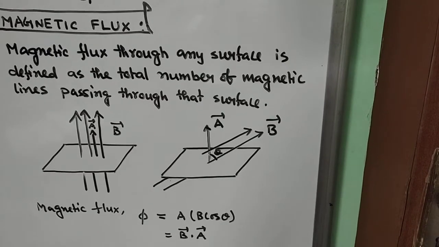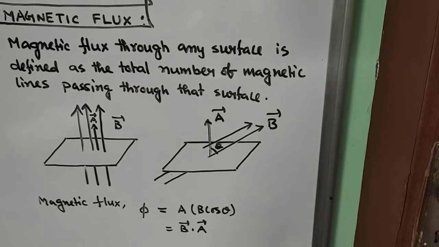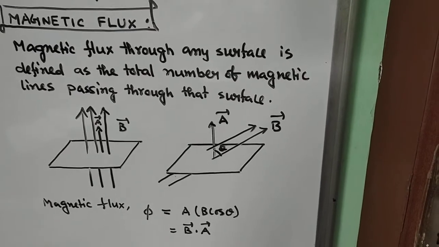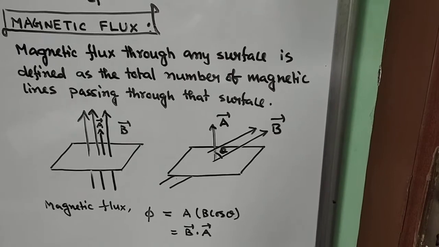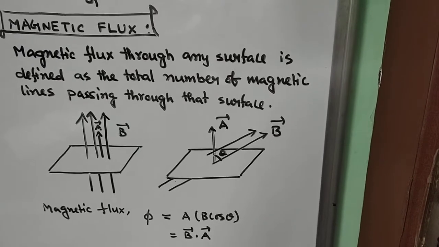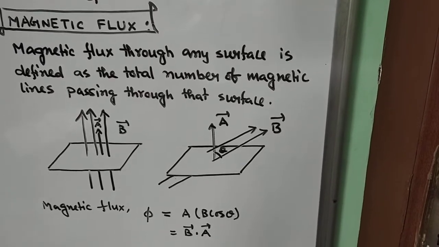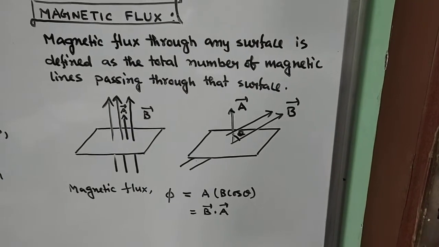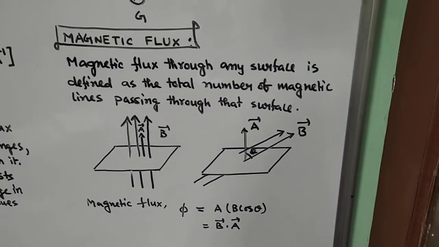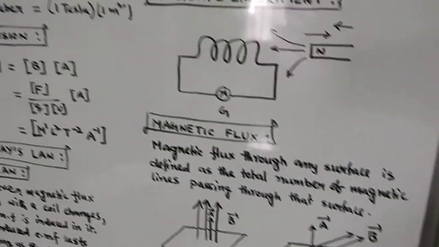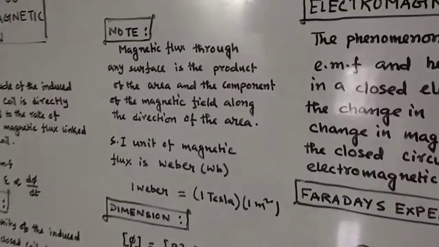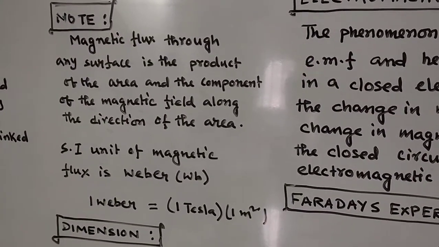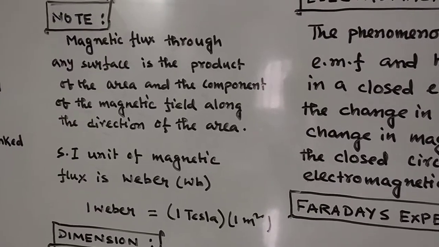Flux is basically denoted by phi, and mathematically magnetic flux can be defined as the product of the area and the component of the magnetic field along the direction of the area, that is A B cos theta. If you take the dot product, that is B vector dot A vector, so flux phi equals B vector dot A vector in the case of a magnetic field. That's why we have written here: magnetic flux through any surface is the product of the area and the component of the magnetic field along the direction of the area.